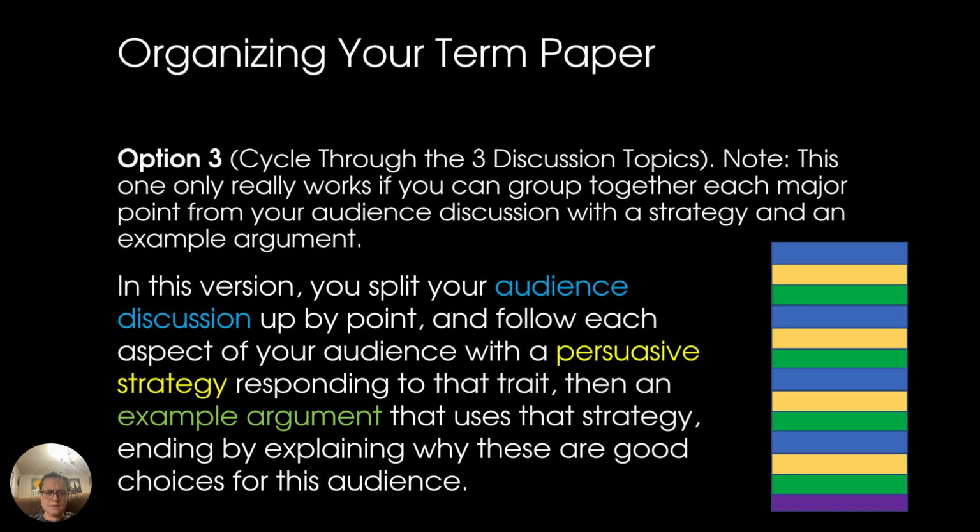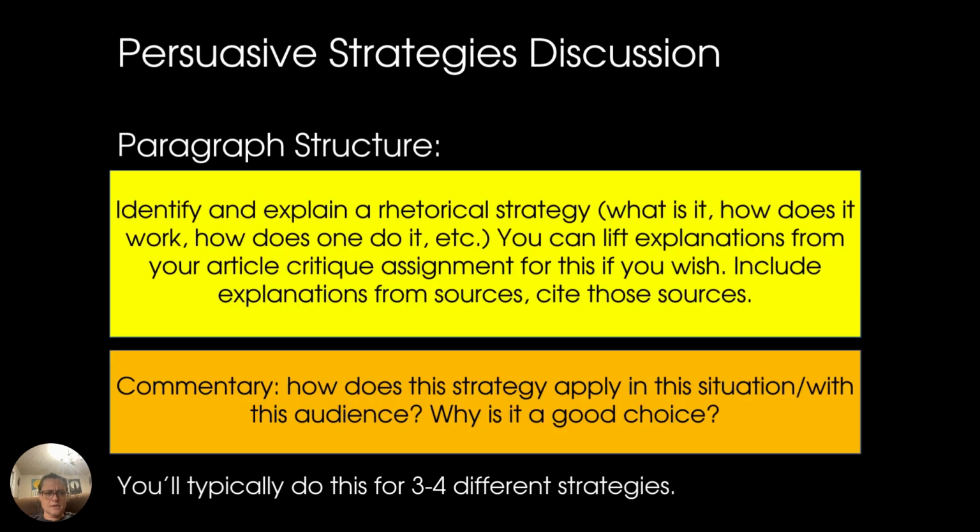And then from here, I wanted to talk about what the strategies discussion and what the example arguments discussion is going to look like. And this is where I'll reinforce the difference between a B and an A paper. This first one is talking about the section of your paper that is about persuasive strategies that you are recommending. Those are things like ethos, pathos, and logos, and timing and things like that.